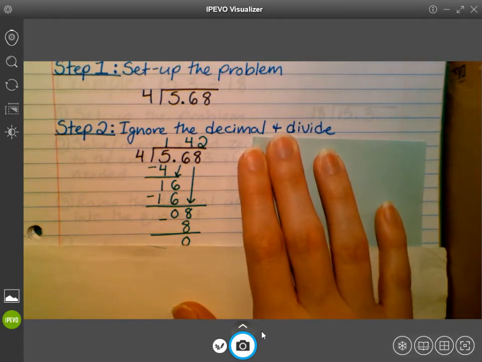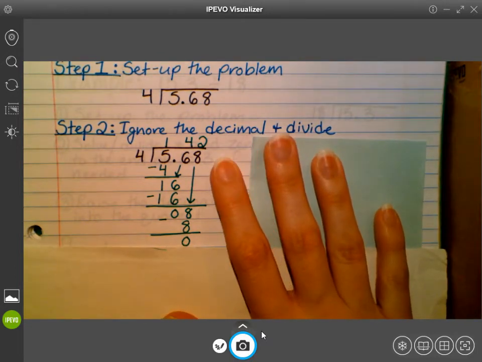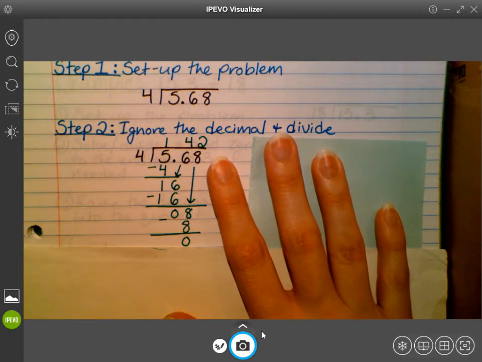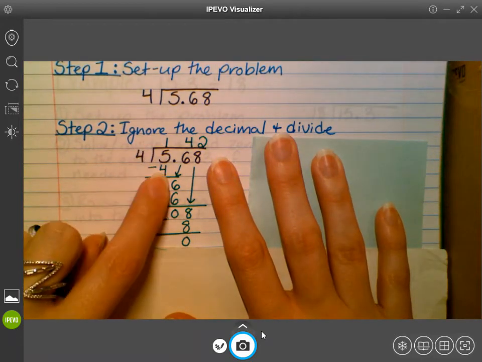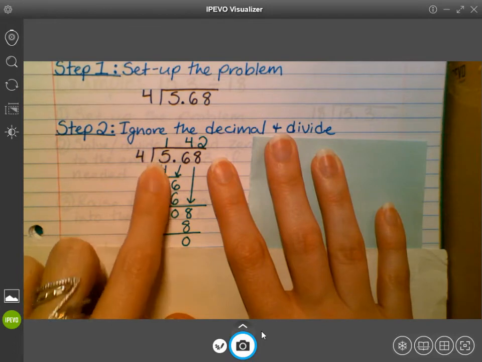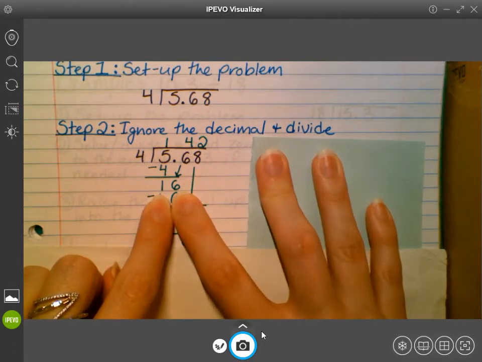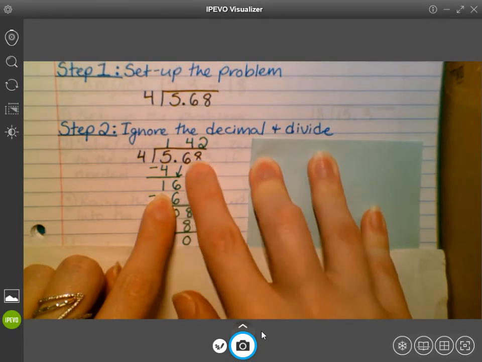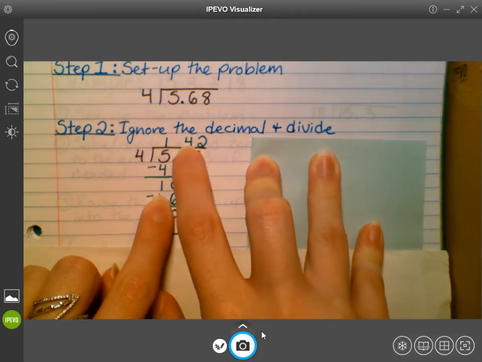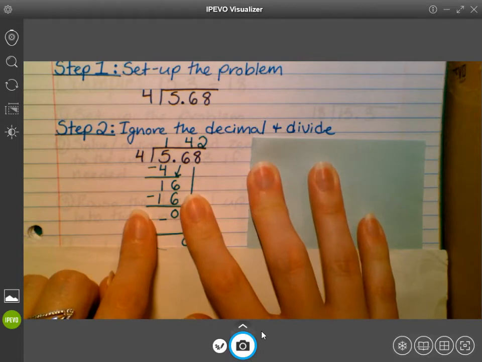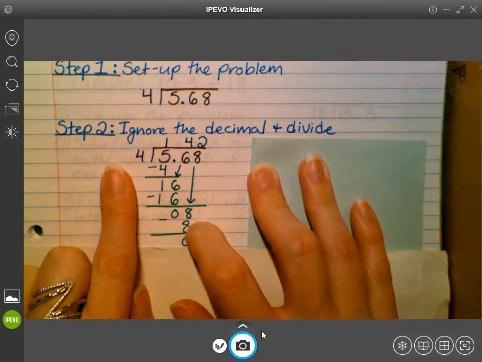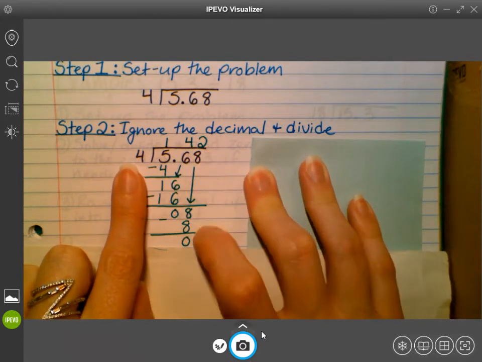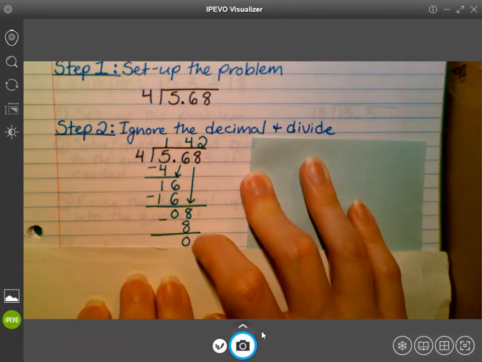So when we ignore the decimal and we divide, you should have ended up with 142 at the top, right? Because 4 goes into 5 once. 4 times 1 is 4, so we subtract 4. 5 minus 4 is 1. Then we bring down our 6 for 16. 4 goes into 16 4 times. 4 times 4 is 16, so we subtract 16 and we get 0, but we still have the 8. So when we bring down the 8, 4 goes into 8 2 times. 4 times 2 is 8, so we subtract 8 and we wind up with 0.